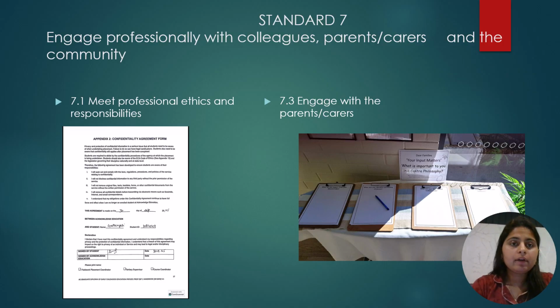Standard 7, engage professionally with colleagues, parents, carers, and the community. 7.1 and 7.3, meet professional ethics and responsibilities, and engage with parents and carers. The evidence for Standard 7 represents the ethics and responsibilities I have practiced, such as how important it is to maintain confidentiality related to children's needs, and center policies and procedures to keep data safe and secure within the children's settings.